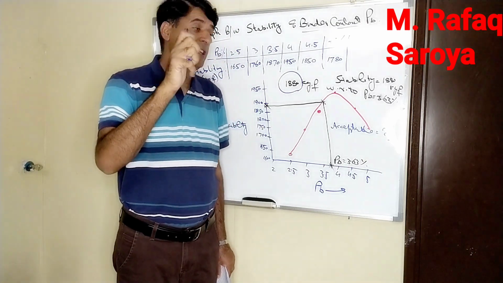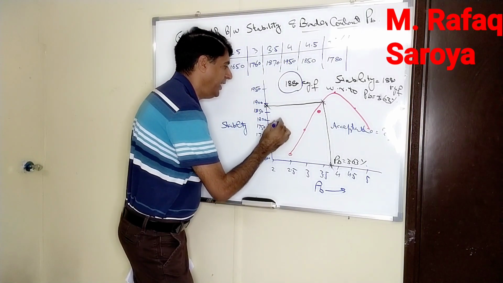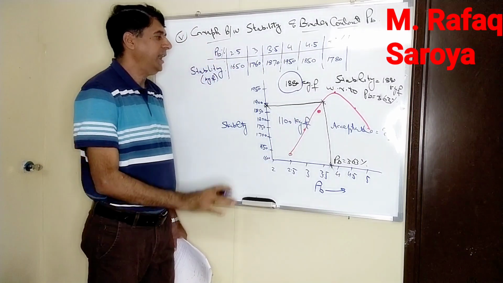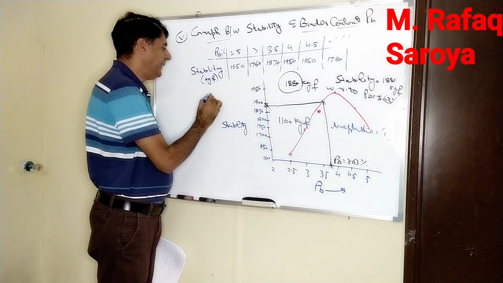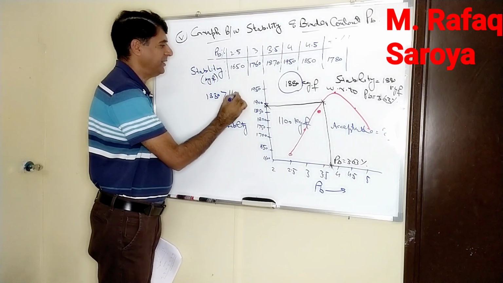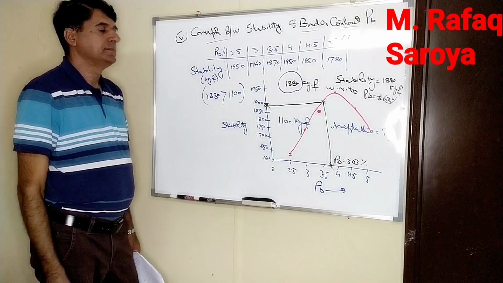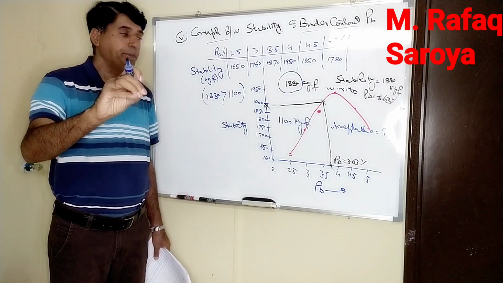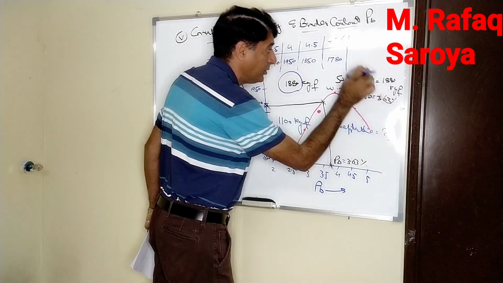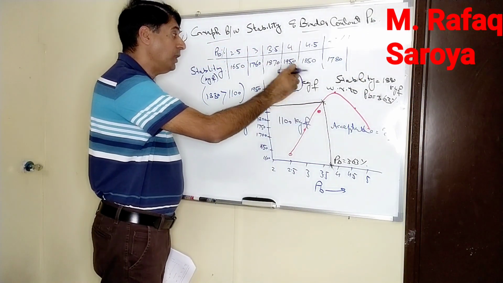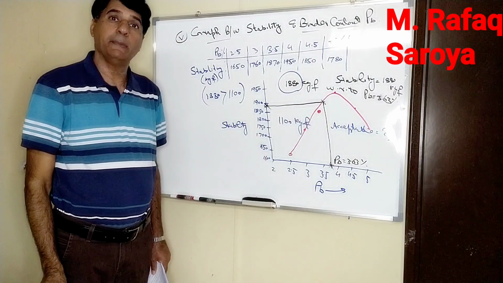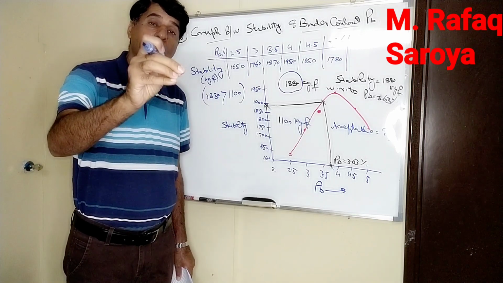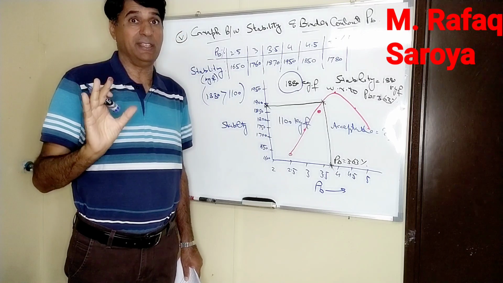Our technical specification says that the minimum value required is 1100 kilogram force. And our value 1880 is far greater than 1100. Mark my word. This 1880 is far greater than 1100. So this shows that with respect to this binder content, whatever value of stability we have calculated is acceptable to us. Why is it acceptable? Because it has satisfied the requirement of the limit set in the technical specification of the project.